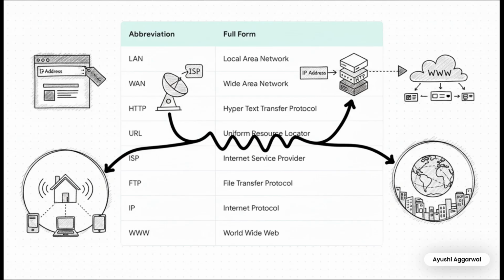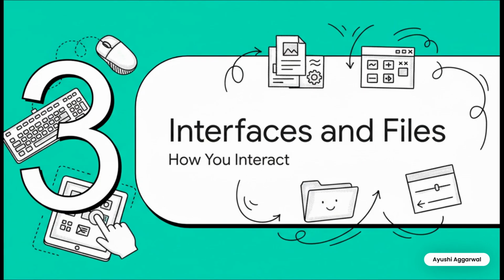When you type a website's address, that's the URL, your browser uses HTTP to ask for that page from the www, the World Wide Web. And if you're downloading a file, that's usually done using FTP, the File Transfer Protocol. See? It's all connected. We've covered the hardware and the internet. But what about us? How do we actually control the computer and work with our files?